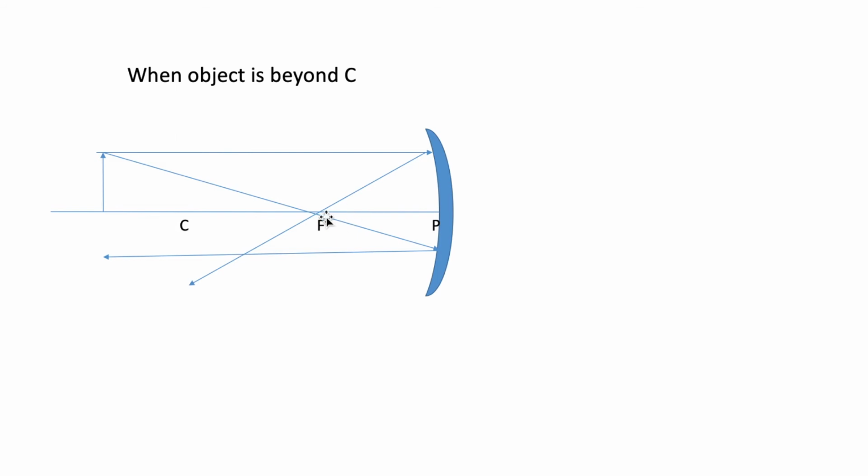So these two reflected rays are intersecting here. So here we are getting the image between C and F. And again you can see this image is smaller than the object. So again it is a diminished image, and it forms between C and F, and it is real and inverted. These are the properties of image when object is beyond C.